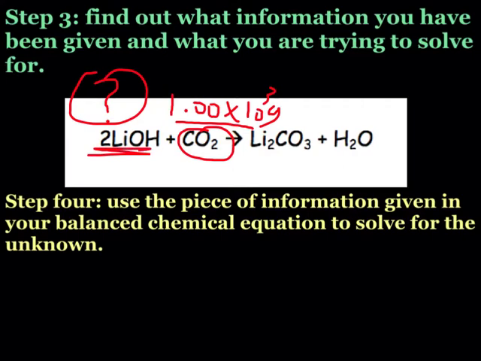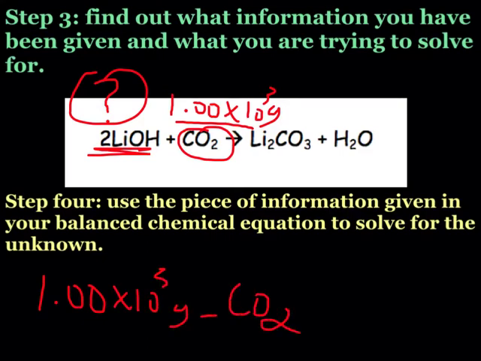Step 4 is to use the piece of information given in your balanced chemical equation to solve for the unknown. In other words, I'm going to use the 1.00 times 10 to the 3 grams of CO2 to figure out how many grams, or the mass, of lithium hydroxide. Now, just like in the conversions we've done in the past, can I do that in one step? And the answer is not a chance. So, step 4 involves 3 sub-steps. Let's look at those now.